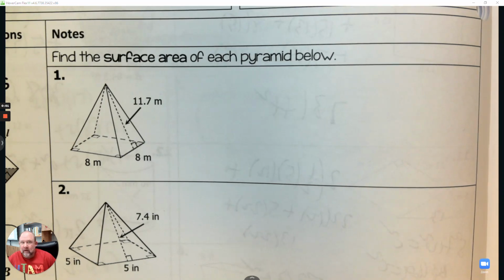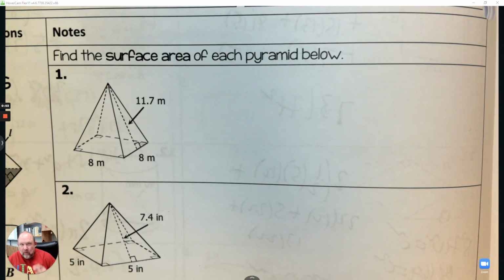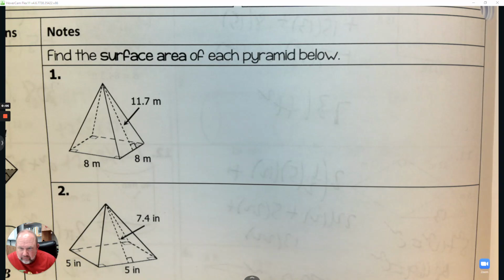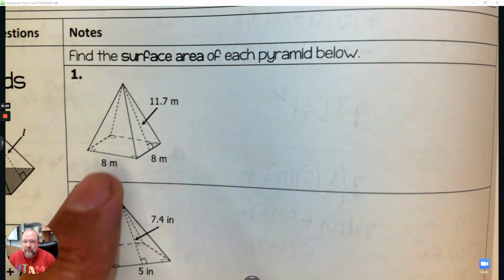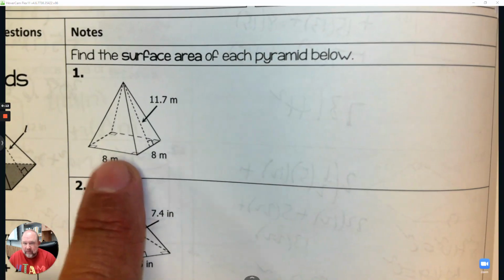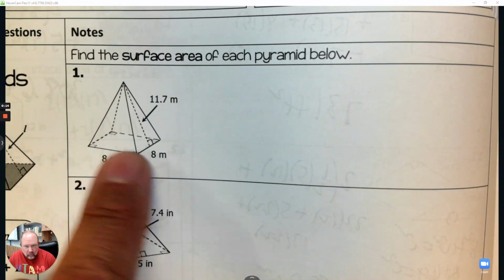All right, here's your lesson on pyramids. A pyramid has one base, and it comes up to a point. That means the sides are always triangles. So the sides of the pyramid are always triangles, but the bottom could be different shapes. That's one base down there.